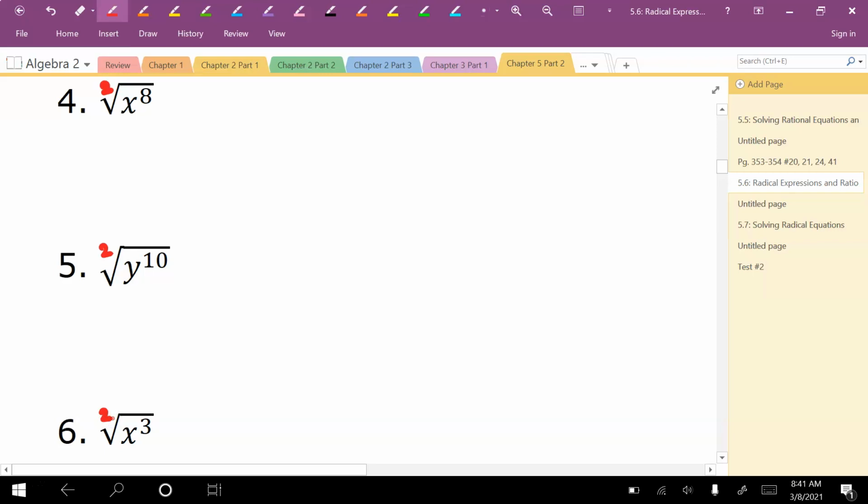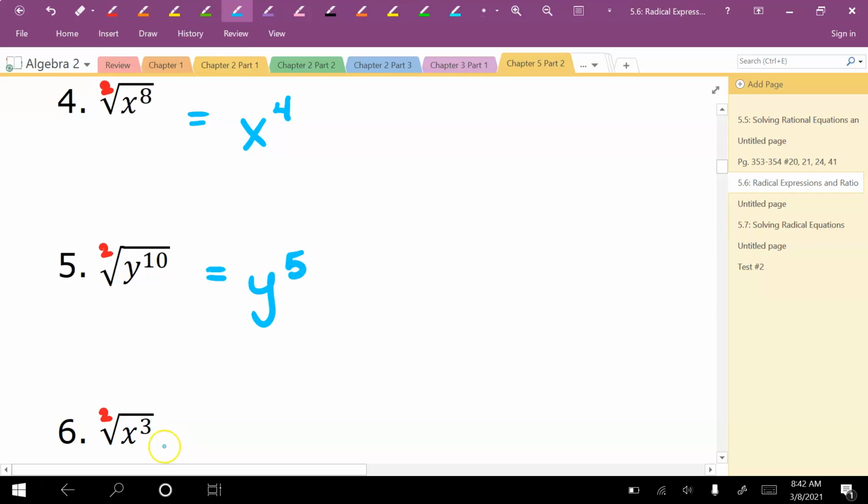When you're square rooting a letter with an exponent, whether it's a 2 or a 3 or whatever, you want to take that exponent and divide by whatever number is next to that square root sign to get your new exponent. So for this one, if I take 8 divided by 2, this becomes x to the 4th power. So what would number 5 become? Good, y to the 5th power.